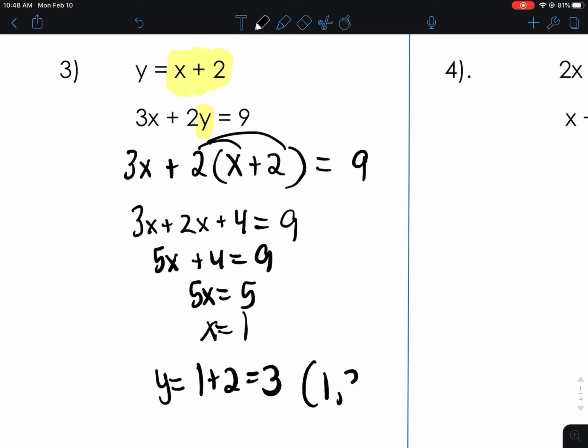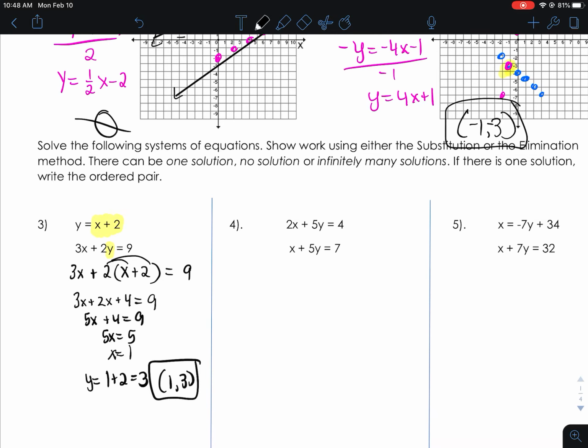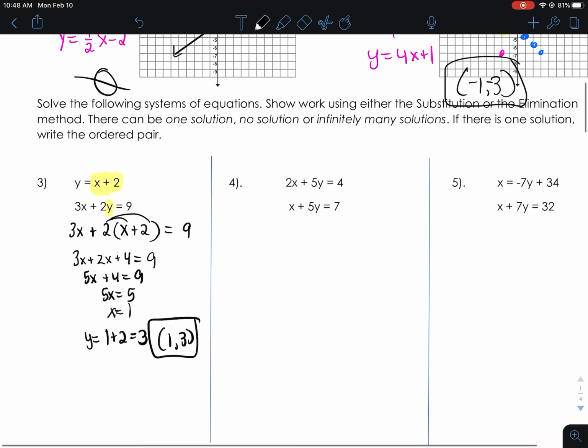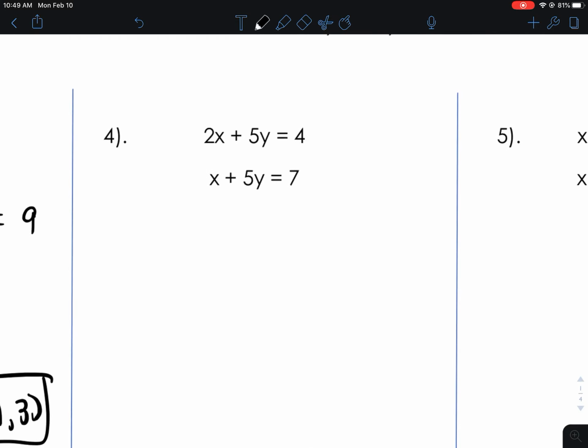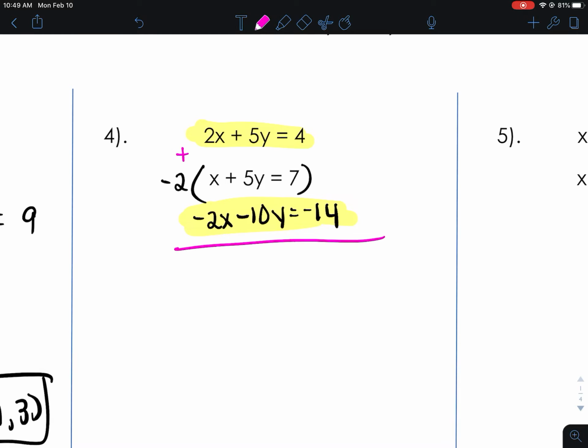So for the specific instructions on 3 through 5, they say there can be one solution, no solution. If there's one solution, write the ordered pair. So that's one solution, and it's 1, 3. For the second one, I would use elimination just because the x can be easily multiplied by -2. And that'd be minus 10y equals -14. And then you can add these two equations together. So that would be 0 there, and then -5y equals -10. So y is equal to 2.